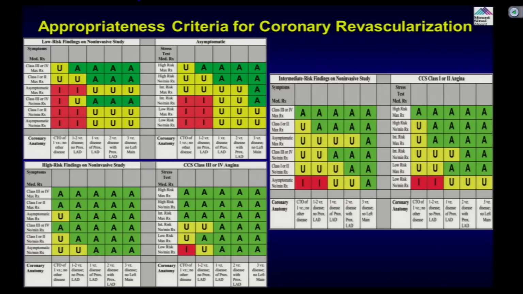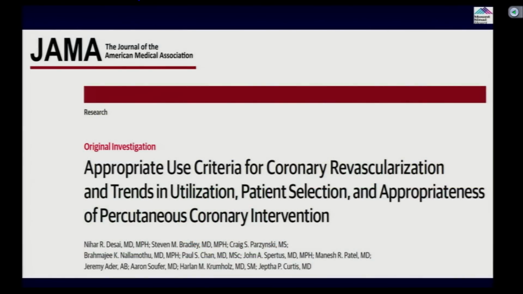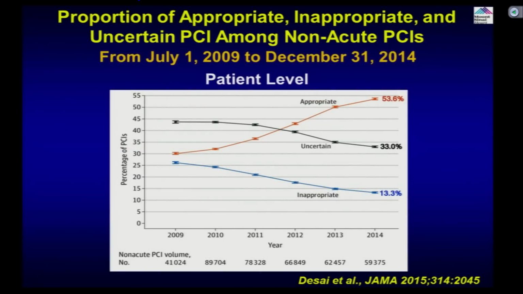So we didn't want to do inappropriate PCI. A lot of data showed that almost 18-20% of the PCI in America were inappropriate by those AUC criteria. So with that note, the whole country got on the bandwagon, really trying not to do inappropriate PCI. There are many papers which came out subsequently. This is from North Carolina, where you can clearly see inappropriate went from 25% down to 13%.